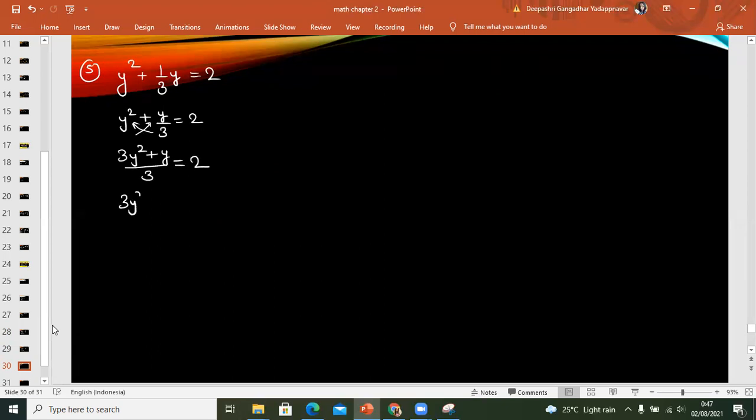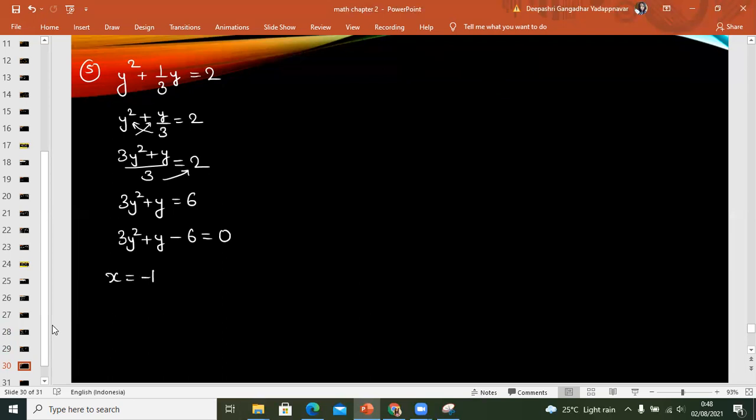Then 3y square plus y equals 3 multiplied by 2, which gives you 6. Now 3y square plus y, bring this 6 to the left, it will give you negative 6 equals 0. Now this is the quadratic equation. We can use the formula now.